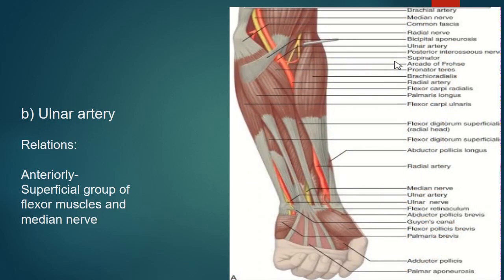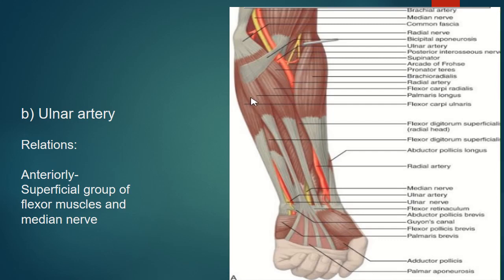Now let's talk about the relations of ulnar artery in the forearm. This is an image showing the anterior relations of ulnar artery in the forearm. This is the medial side, this one is the lateral side. As you can see in this image, ulnar artery is covered by the superficial group of flexor muscles.